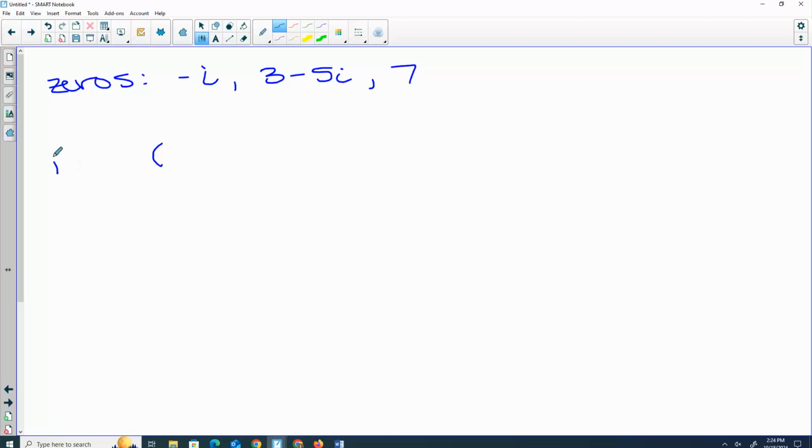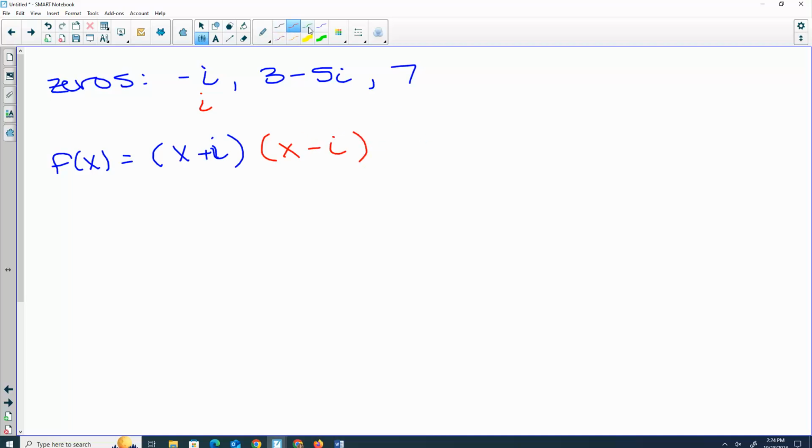Okay, so it's f of x equals, and I'm going to write all of my parentheses. If negative i is a 0, what's going to be in my parentheses? And why did you say an x minus i as well? Yeah, remember, imaginary zeros come in pairs. So if negative i is a 0, so is positive i. So we'll have an x minus i as well.